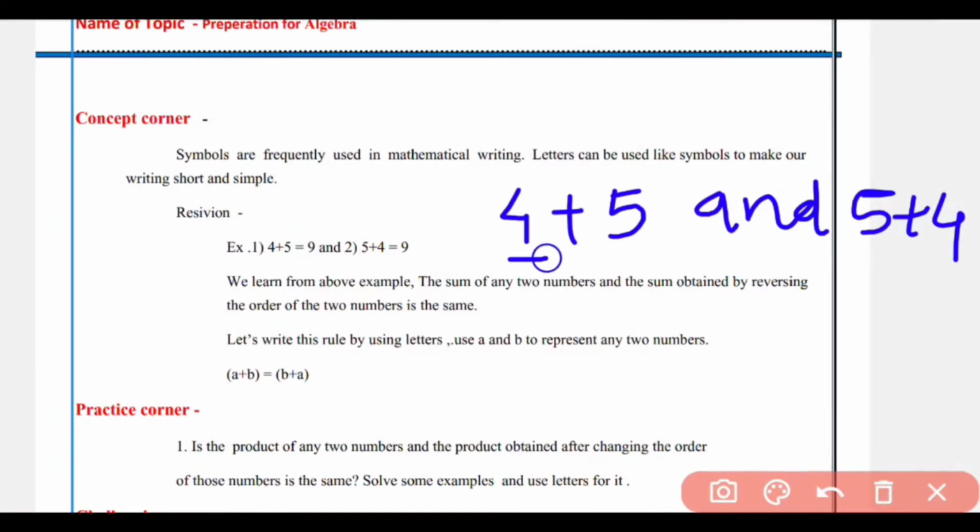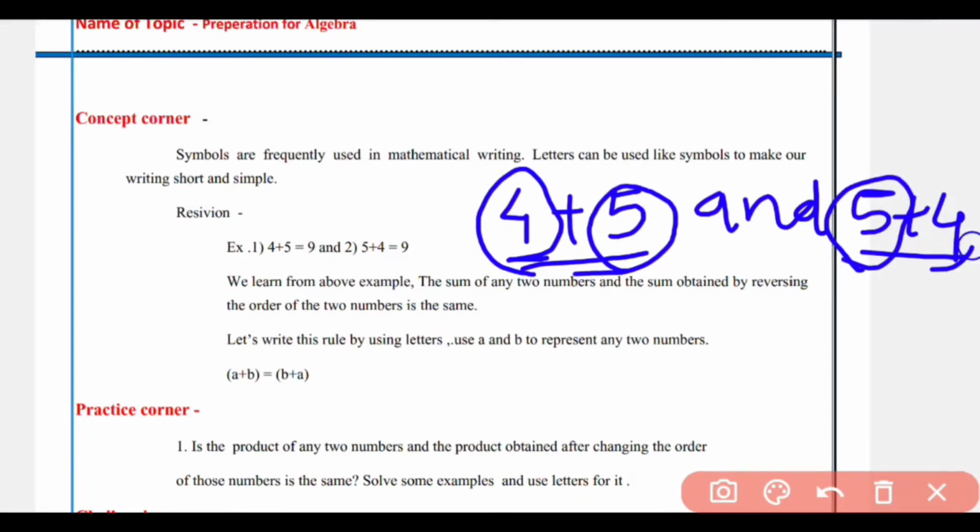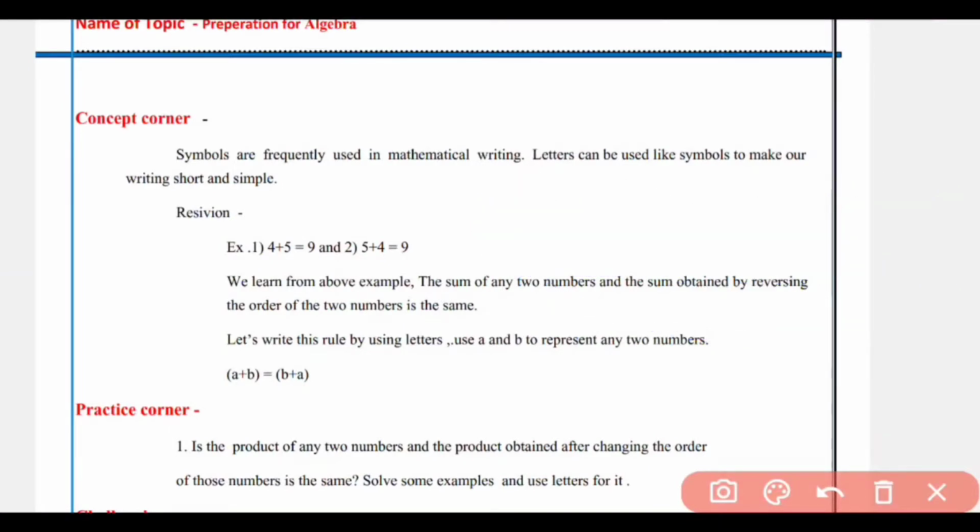So the answer of both these sums is 9. But here 4 is written as the first number and 5 is written as the second number. And here 5 is written as the first number and 4 is written as the second number. So the orders of these numbers are changed. But as both the numbers are the same, there is addition between these two numbers. So we can say that when we reverse the numbers, the answer is the same. 4 plus 5 is equal to 5 plus 4. Though we are reversing the numbers, the answer is the same.